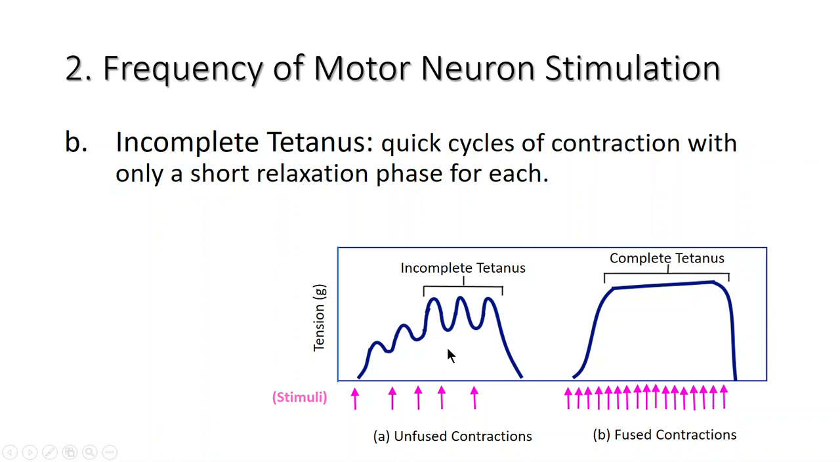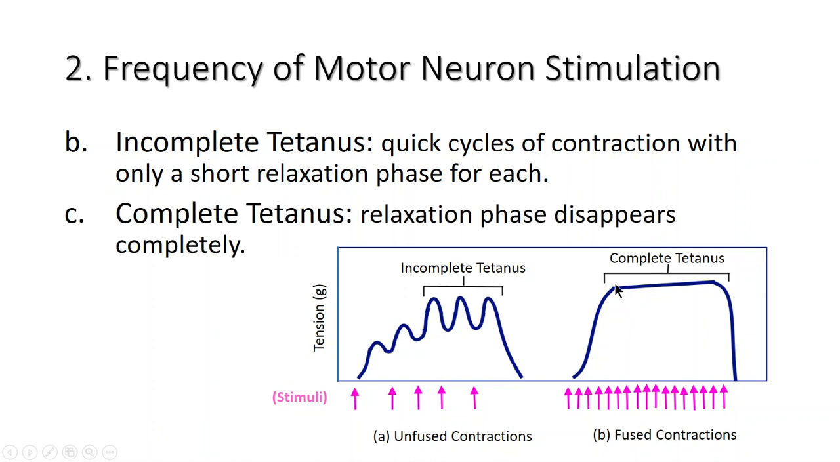If the stimulus frequency is so high that the relaxation phase disappears completely, contractions become continuous in a process called complete tetanus. During tetanus, the concentration of calcium ions in the sarcoplasm allows virtually all of the sarcomeres to form cross bridges and shorten, so that a contraction can continue uninterrupted. Eventually, the muscle fatigues and can no longer produce tension.